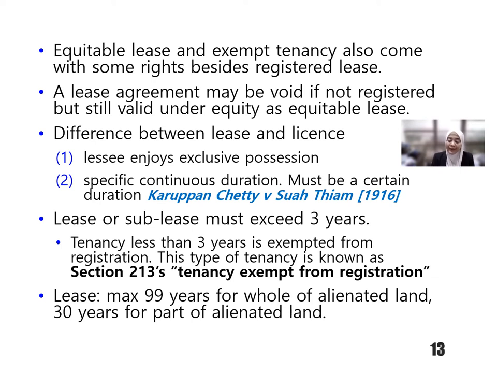There are no rights under tenancy at will. Hope you understand. Now for lease, the maximum is 99 years for the whole of alienated land and 30 years for part of alienated land. This is normal, 30 years for part of alienated land.